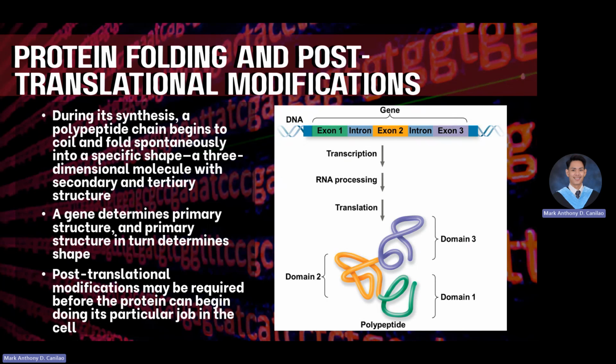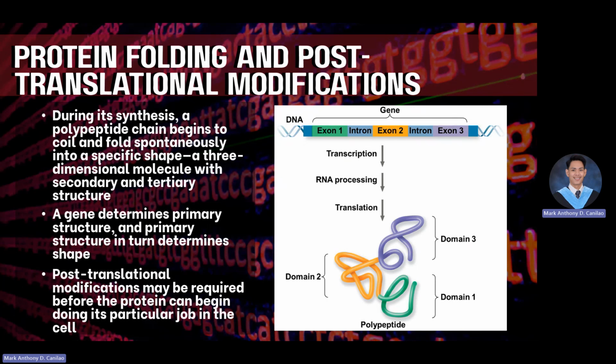A gene determines primary structure and primary structure in turn determines the shape. So this has been discussed also in GenBio 1. Post-translational modifications may be required before the protein can begin doing its particular job in the cell. So again, addition of different molecules also needs to be done. Aside from modification of protein para magamit pa siya sa loob ng cell, kailangan natin ng iba't ibang organelle.